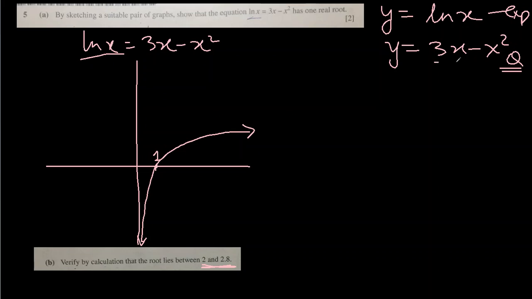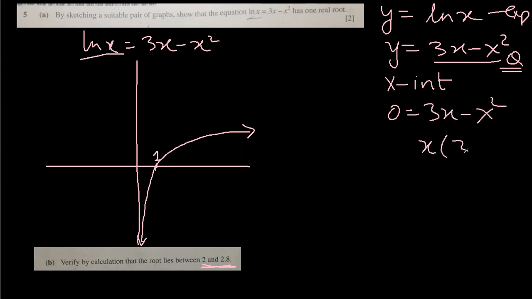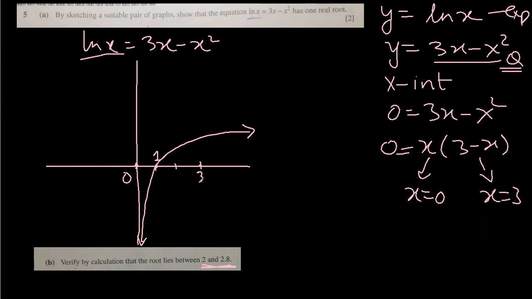All right. The second one is a quadratic. In this, I will first find the x-intercepts. For the x-intercept, y has to be equal to 0. So for the x-intercepts of the quadratic, 0 = 3x - x². Taking x common, x(3 - x) = 0. That means the first x-intercept is 0, the second is 3. So 0 and 3, these are the two x-intercepts.